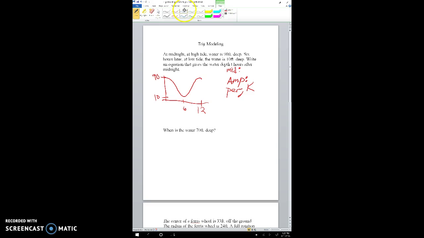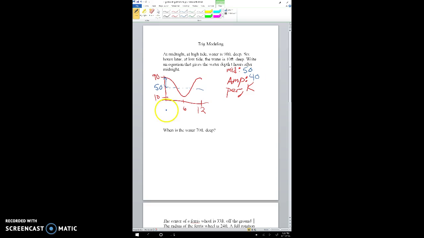So the midline is going to be halfway between the min and the max. So you can find that by averaging the min and the max. 90 plus 10 is 100. Divide that by 2, you get 50. So our midline is at 50. The amplitude is the distance from the midline to the maximum. In this case, that's 40.